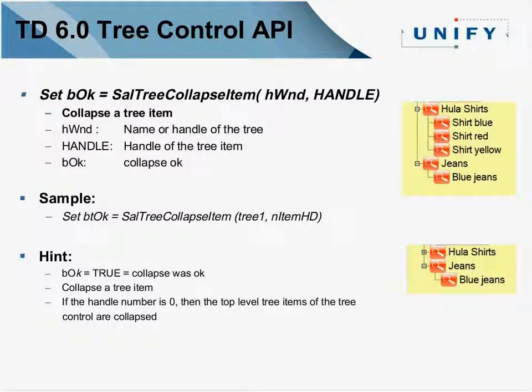Tree collapse item is vice versa. That means you have an open item and you want to collapse it again to save space, because your space is limited in your dialogs and your tree is very, very big, and you want to show a lot of things inside the tree. Then maybe it makes sense to go step by step by using the tree collapse item or by using the arrow keys on your keyboard.